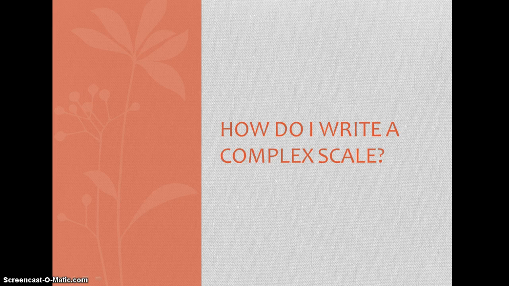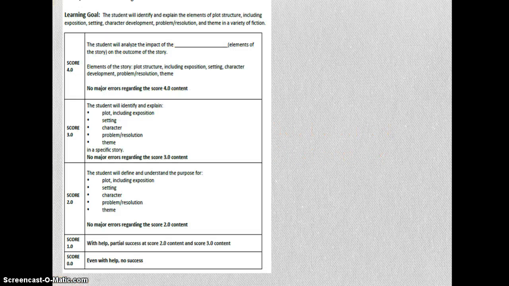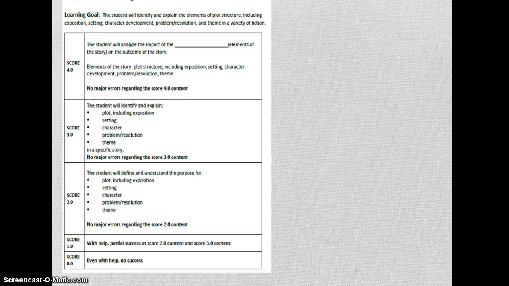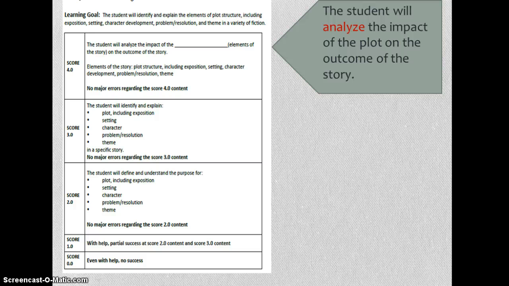So, how do you write a complex scale? Here's an example of a learning goal. The students will identify and explain the elements of plot structure, including exposition, setting, character development, problem resolution, and theme in a variety of fiction. For the 3, the students will be able to identify and explain. A 4 would be that the student will be able to analyze the impact of the plot on the outcome of the story.